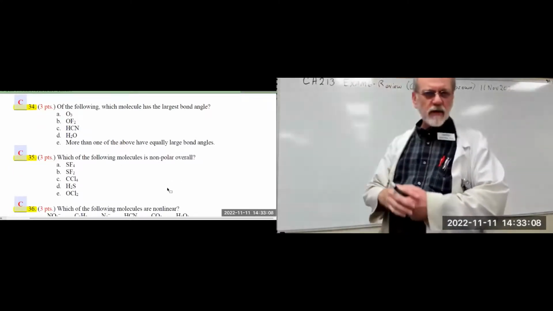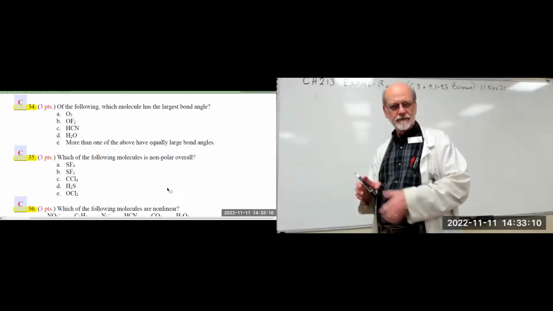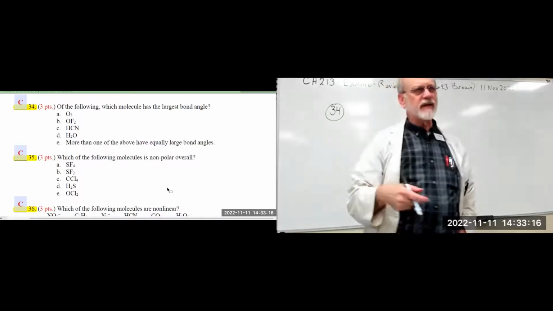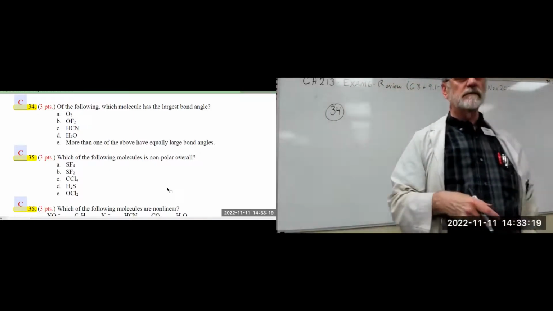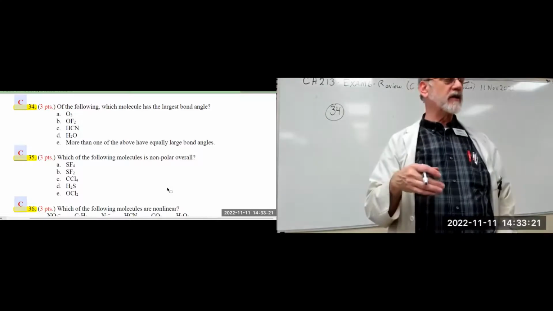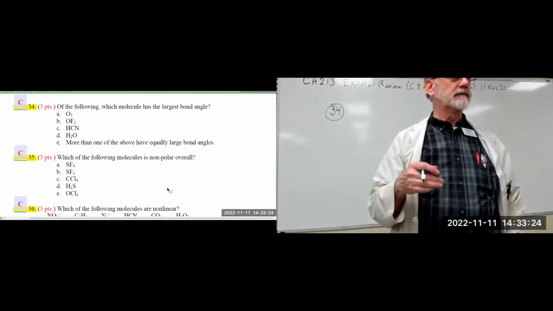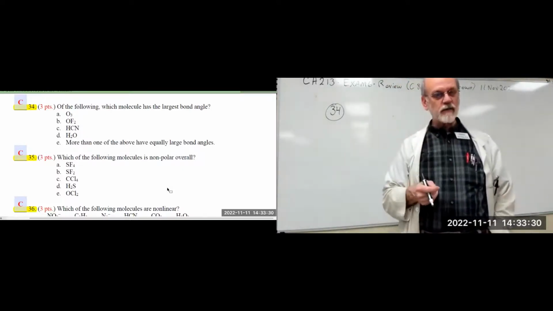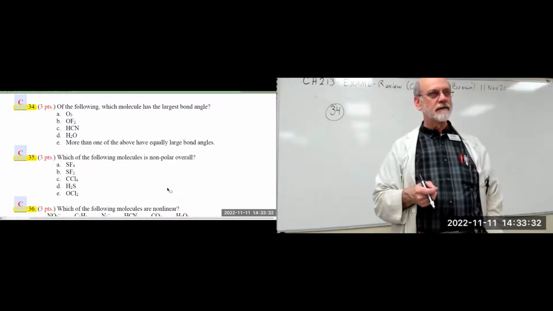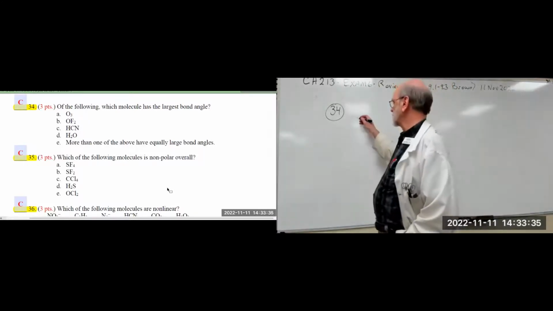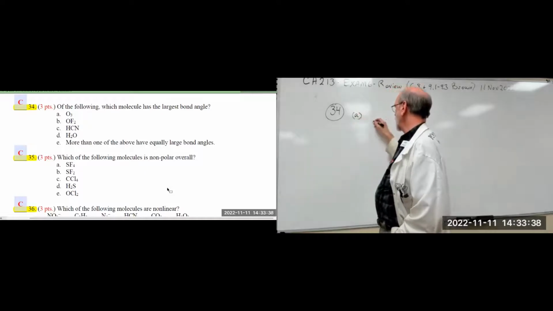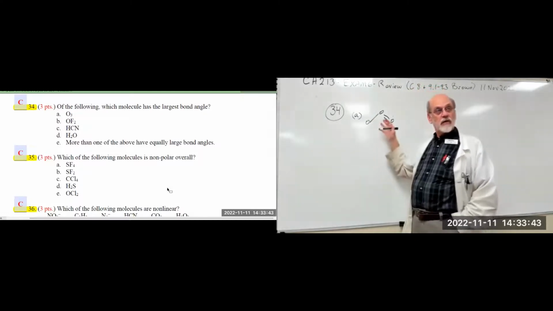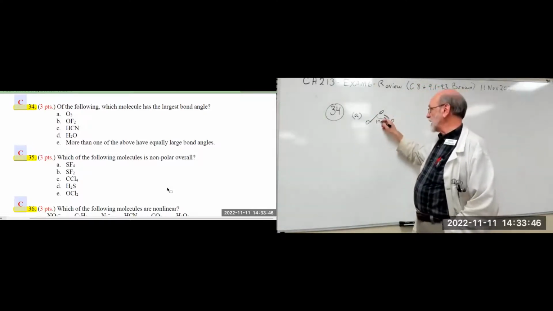Let's see. Of the following, which molecule has the largest bond angle? 34. What are the possible bond angles that we've studied so far? Linear molecules have 180 degrees. There's nothing bigger than that. So if we found a linear one in here, I think we got our answer, don't you? We looked at ozone earlier, right? Ozone had this shape to it, so its bond angle would be about 120 degrees.